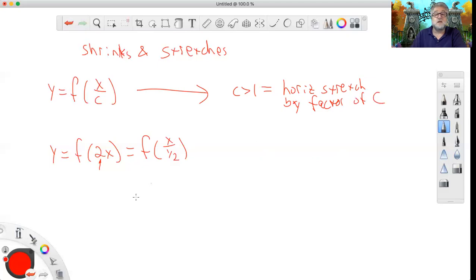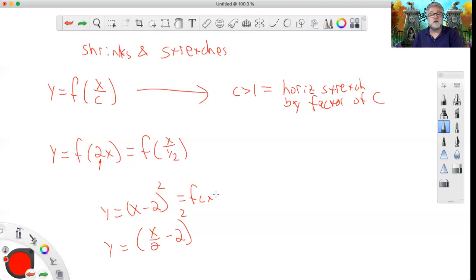So if I had something like y equals x minus 2 squared, instead I had y equals x divided by 2 minus 2 squared. If this is f of x, if that is f of x minus c, then this is f of x over c minus 2. C in the denominator. If c is bigger than 1, this is a horizontal stretch.